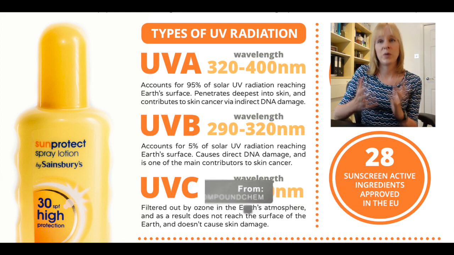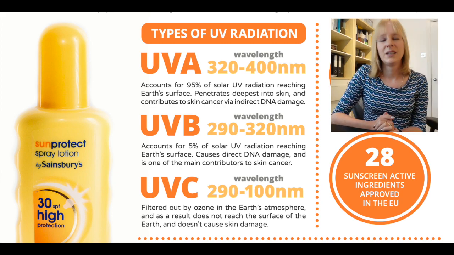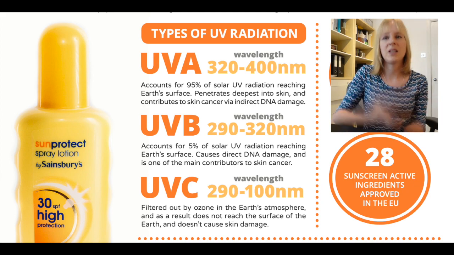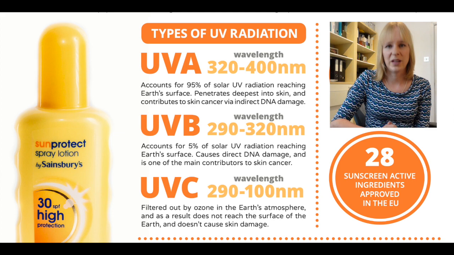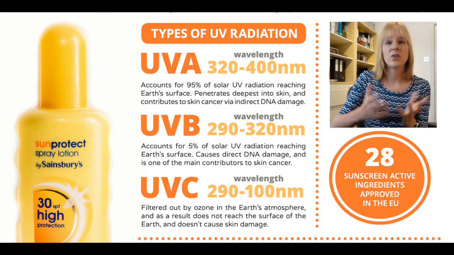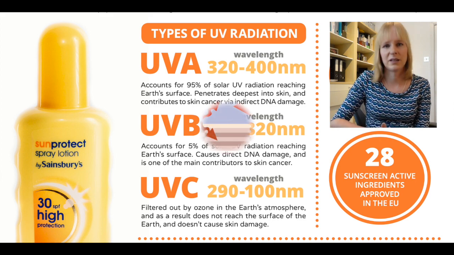We have UVA, which is between 320 to 400 nanometers in wavelengths. This contributes around 95% of the light, so a very significant part that reaches the Earth's atmosphere. This UVA penetrates the deepest into our skin and causes indirect DNA damage, which can lead to skin cancer. On the other hand, we also have UVB, which is the other 5% that reaches the Earth's atmosphere, in the wavelength 290 to 320 nanometers. And this causes direct DNA damage, which is why it's heavily implicated in skin cancer.